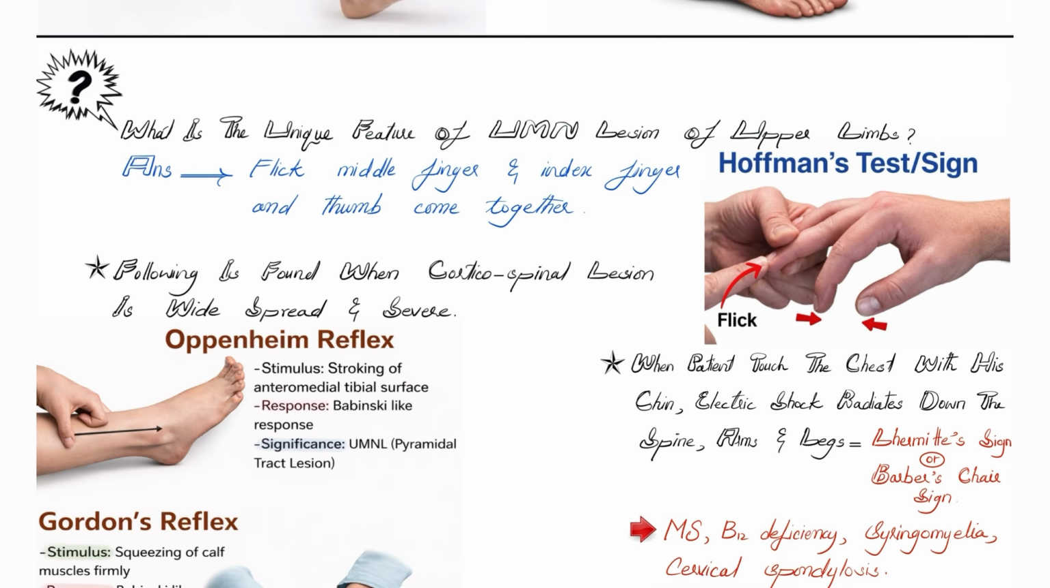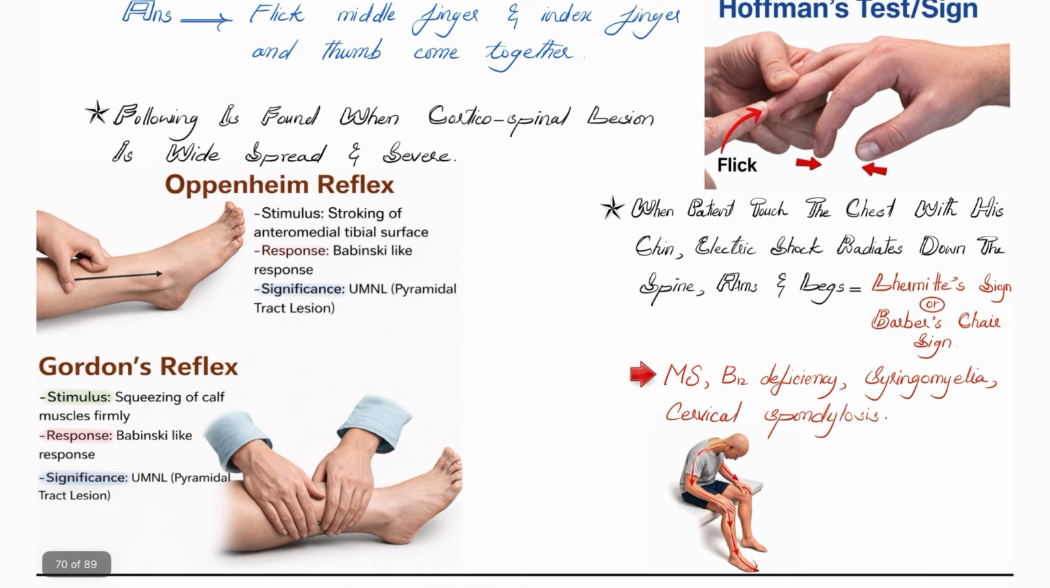Now the following are found when the corticospinal lesion is widespread and severe: the Oppenheim reflex and the Gordon reflex. The Oppenheim reflex is triggered by stroking the anteromedial tibial surface, and the response is a positive Babinski sign, meaning an upgoing plantar reflex, and this occurs when there is an upper motor neuron lesion, specifically a pyramidal tract lesion. Gordon's reflex is produced when the calf is squeezed firmly, and it produces a positive Babinski sign, and this indicates an upper motor neuron lesion, specifically a pyramidal tract lesion.